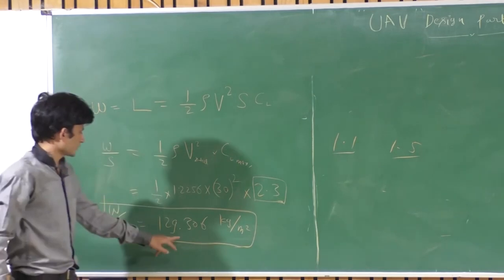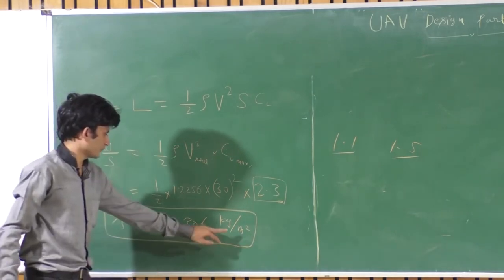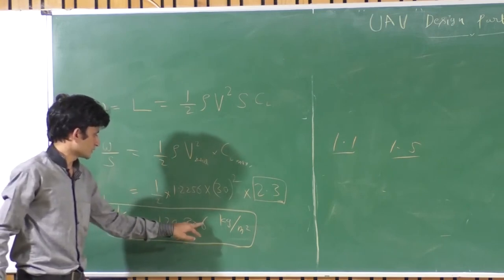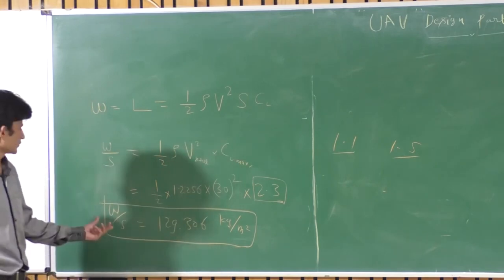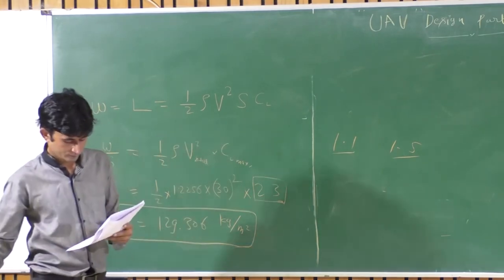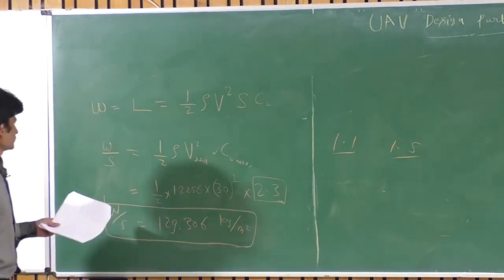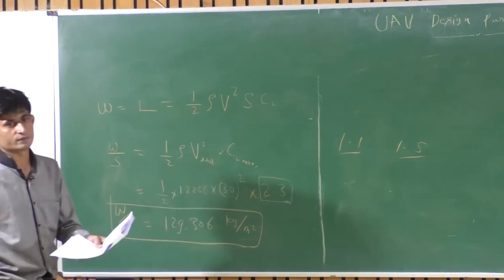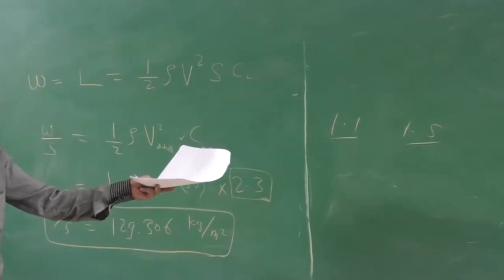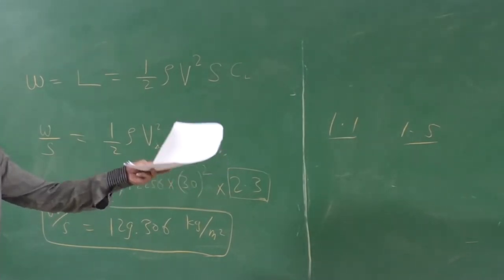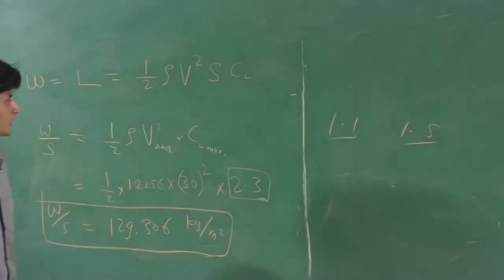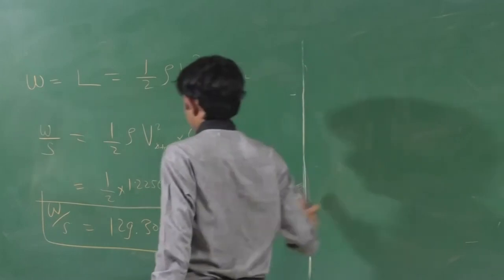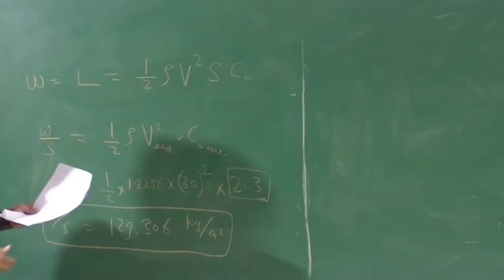That means 129 kg is capable, 1 meter square is capable of lifting the 129.30 kg weight. This is the beauty of wing loading. But see, you are taking only one phase. You are calculating the wing loading based on the stall approach. That is not enough. Our aircraft flies in stall condition, as well as design cruise speed, in takeoff also, in cruise also. So we have to take that case also. We should not limit our calculation to this stall condition only.